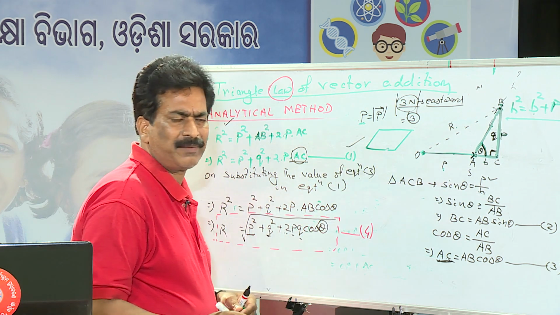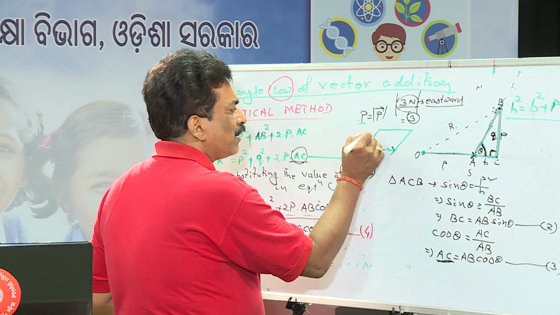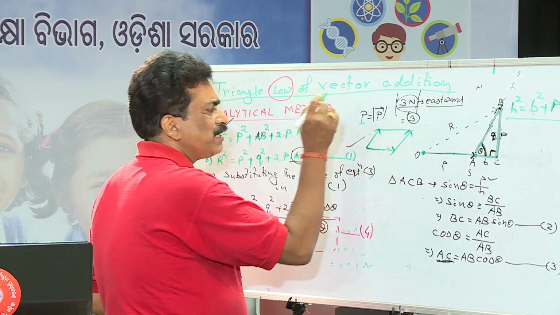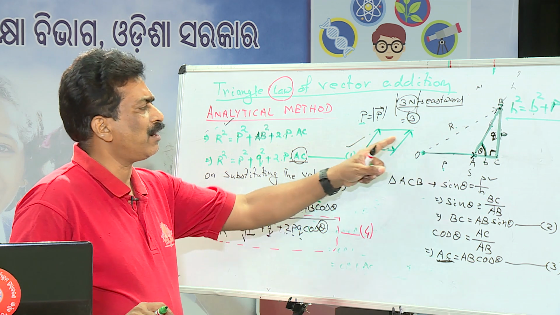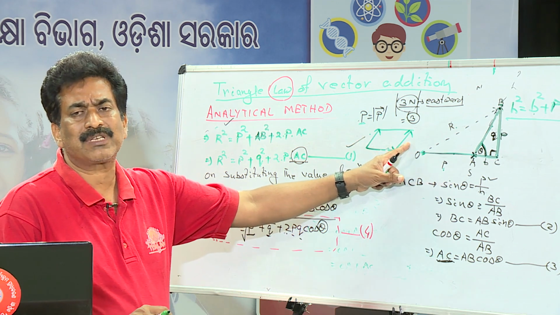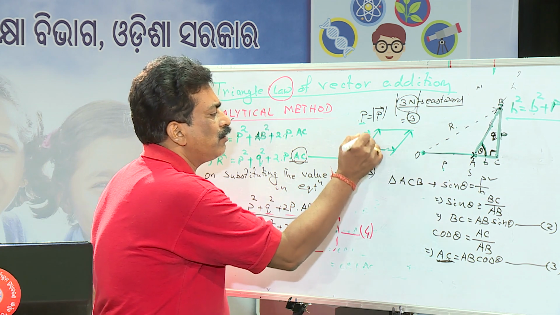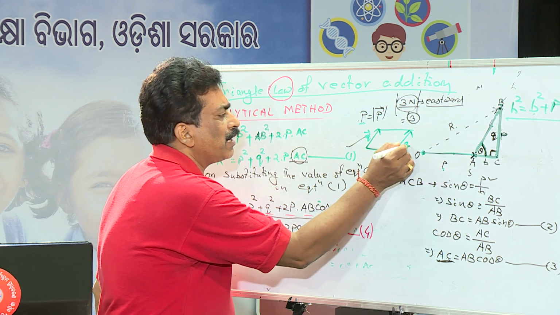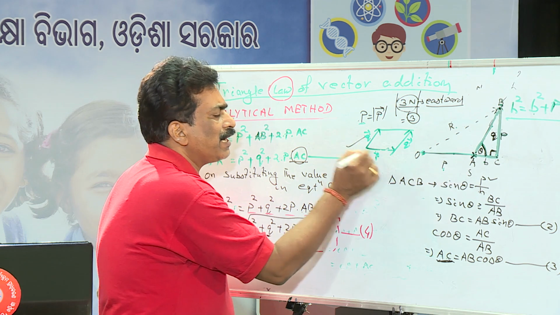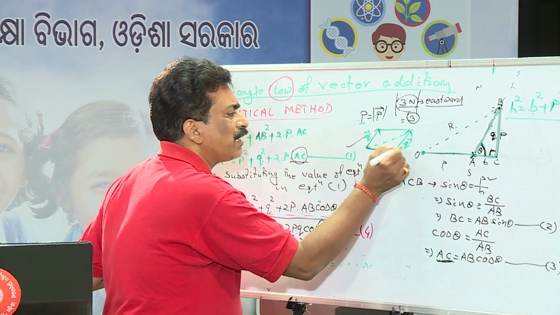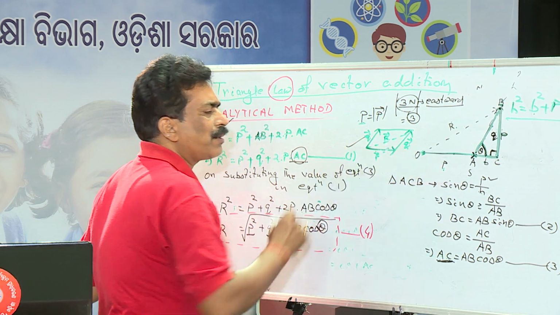This is a parallelogram. Suppose this is one vector, this is another vector. If this is a vector, this vector is the same one, because they are of the same magnitude and of the same direction. If this is the p vector, this is the q vector, this vector automatically is the q vector. If p and q have a resultant, then the resultant will be p plus q. So this is equal to the r vector.